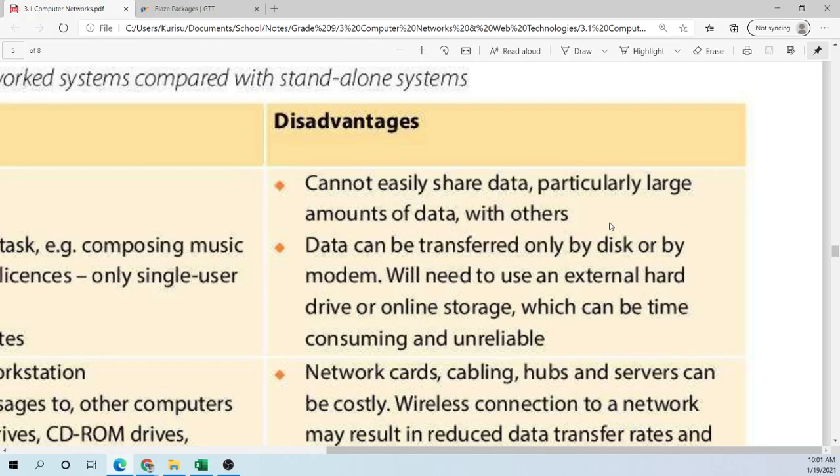Disadvantages. Cannot easily share data, particularly large amounts of data with others. Data can be transferred only by disk or by modem. Will need to use an external hard drive or online storage, which can be time-consuming and unreliable. Good. Network cards, cabling, hubs, don't need servers.